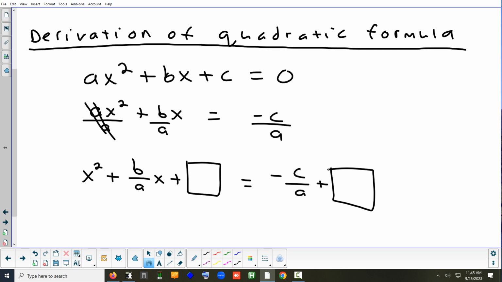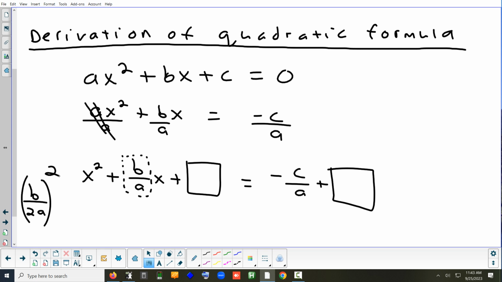Does anybody remember? It has something to do with this. What do you do to this to get what goes in the box? You have to do two things to it. First you divide it by 2, and then you square it. So that's what you need to add to both sides to complete the square. It's half of the thing in front of x squared.